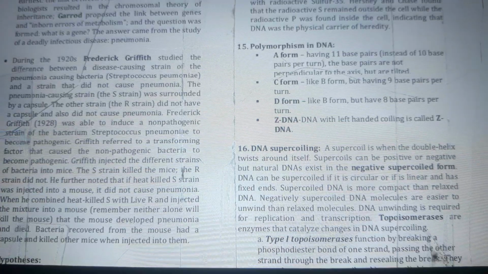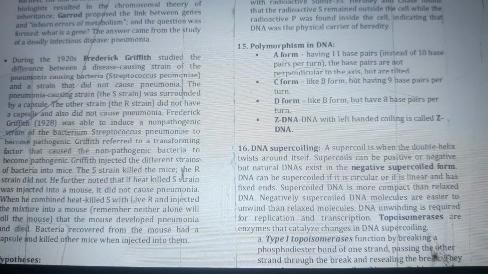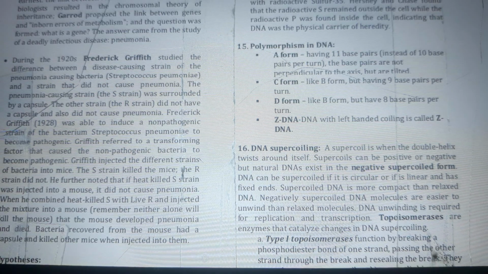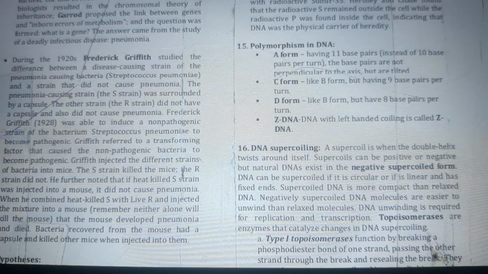Griffith injected the different strains of bacteria into mice. The S strain killed the mice, the R strain did not. He further noted that if heat-killed S strain was injected into a mouse, it did not cause pneumonia.